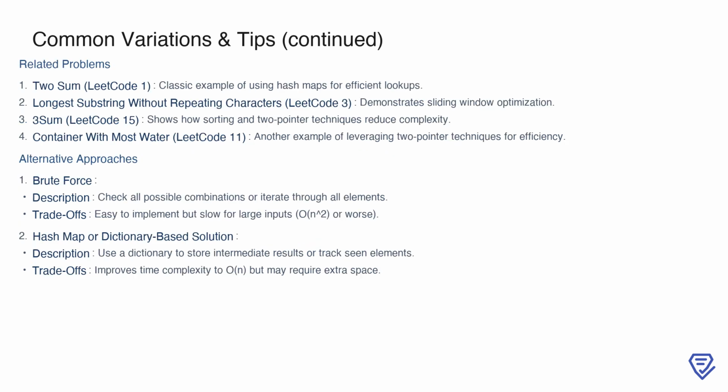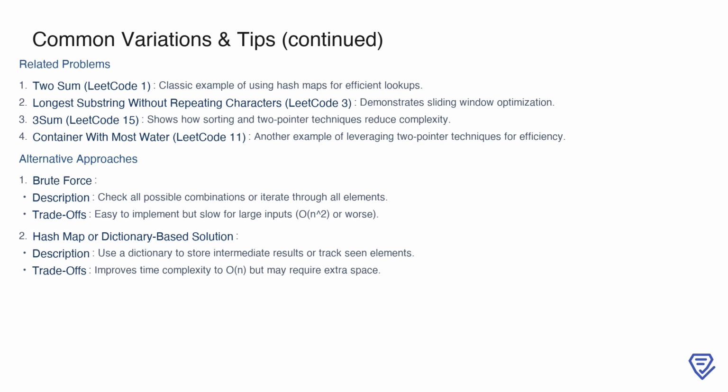To deepen your understanding, it's helpful to study related problems that demonstrate similar techniques. For instance, the two-sum problem, LeetCode 1, is a classic example of using hash maps for efficient lookups. The longest substring without repeating characters, LeetCode 3, showcases how sliding window optimizations can be applied. The three-sum problem, LeetCode 15, is a great example of combining sorting with the two-pointer technique to reduce complexity. Similarly, the container with most water problem, LeetCode 11, highlights the power of two-pointer techniques for improving efficiency.